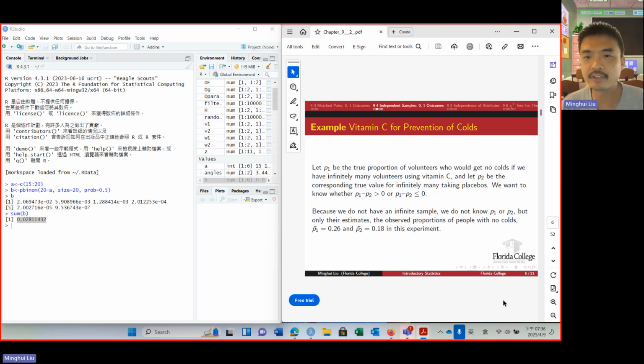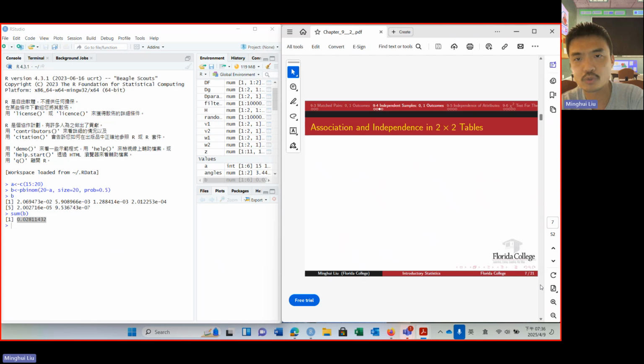So because we don't have an infinite sample, this is only theoretically possible. So we want to approximate P1 and P2 by P1 bar, which is 26%, and P2 bar, which is 18%. We'll learn how to compare whether this difference is big enough or not soon.